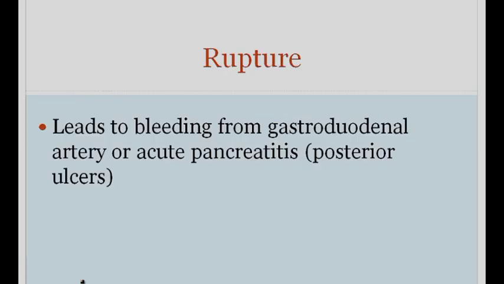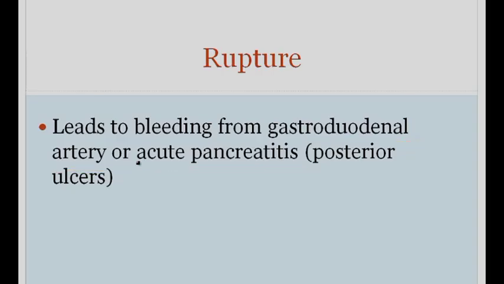Now, one of the complications of duodenal ulcer is that it can rupture. One of the complications of rupture is that you can get bleeding from the gastroduodenal artery, or you can get acute pancreatitis. Why don't I take a step back and remind you that you can have ulceration on the anterior wall or the posterior wall. The most common site would be the anterior wall. However, were it to occur along the posterior wall, the complication would be that you could get rupture from the gastroduodenal artery. That's because that runs at the posterior aspect of the duodenum, or you could actually activate the pancreas and the pancreatic enzymes and create an acute pancreatitis.